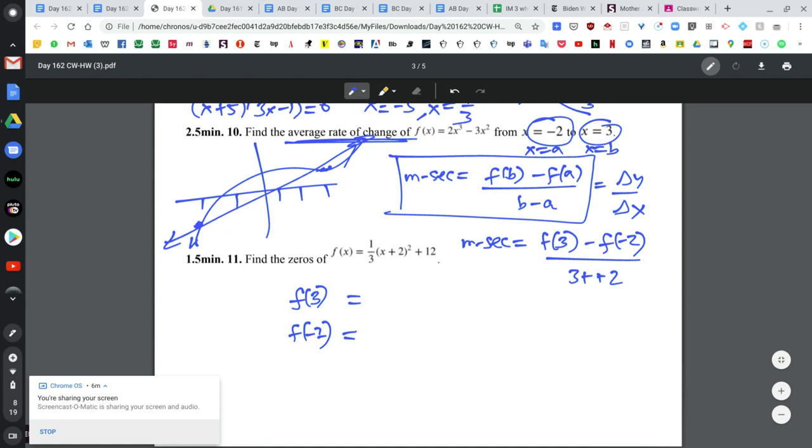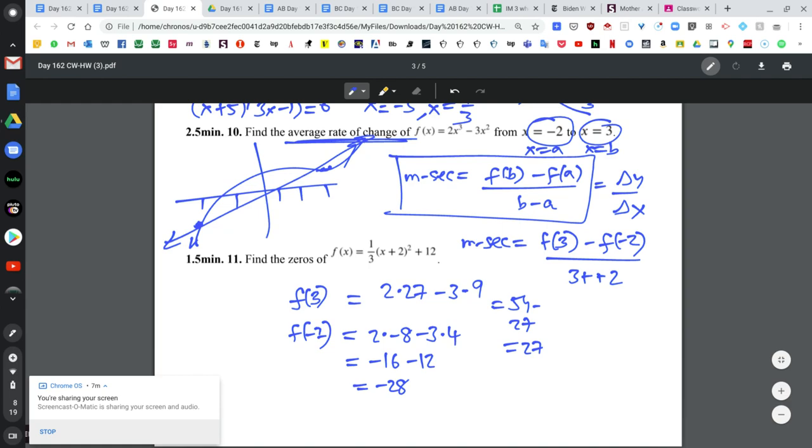So we just have to plug it in. 2 times 3 cubed is 54, minus 3 times 3 squared, which is 27. I'm plugging 3 into the function. So that's 54 minus 27, just 27. Similarly, I'll do f of -2. 2 times, careful, -2 cubed, which is -8, watch your signs, minus 3 times -2 squared, which is 12. So it's -16 minus 12, which is -28.